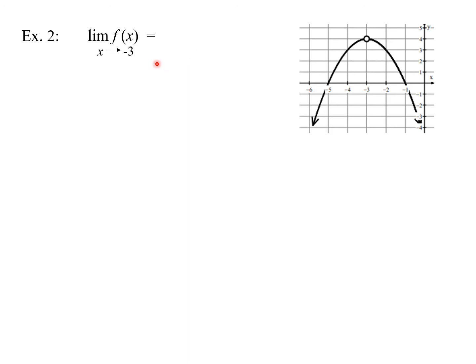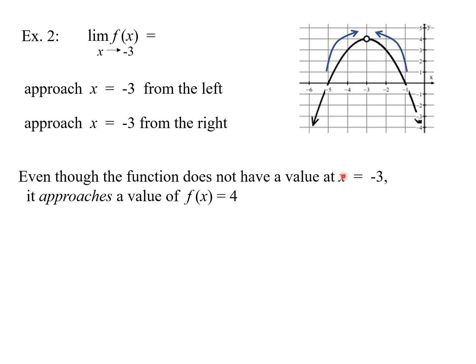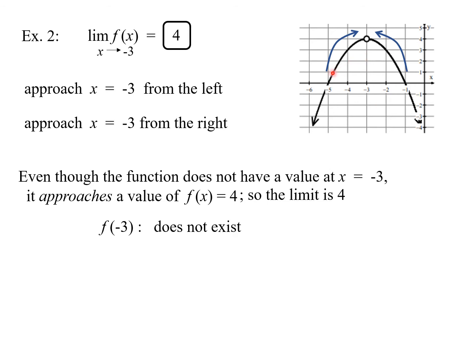Now let's do this example. Now note this graph differs from the previous one in that there's a hole at x equals negative 3. Okay. All right. Now what we're going to do is approach once again x equals negative 3 from the left, and we're going to approach it from the right. Okay, now even though the function does not have a value at x equals negative 3, it still approaches the same value from the left and from the right. It approaches a value once again of 4. Okay, so now this is where you got to get things about the limit. It approaches a value of 4, so the limit is 4. Even though the actual value of the function does not exist, the limit still does. Okay, because it approaches a value of 4 from either side.